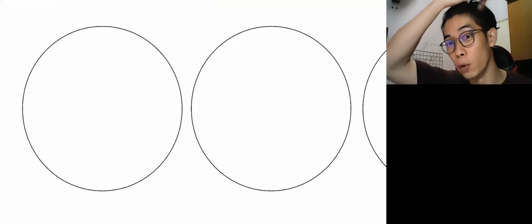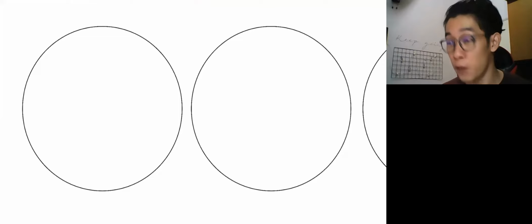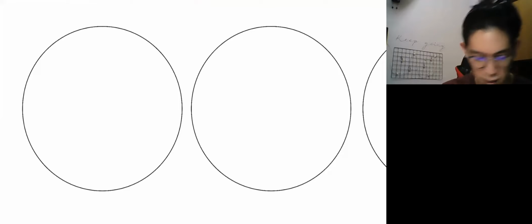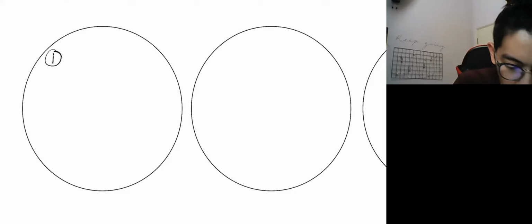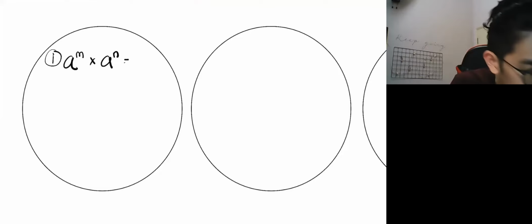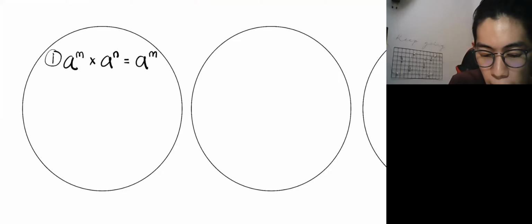Okay, so first rule. So the first ball itself. First rule. Okay, what's the first rule? Nice. Let me write. First rule, we have a power m times a power n equals a power m plus n.